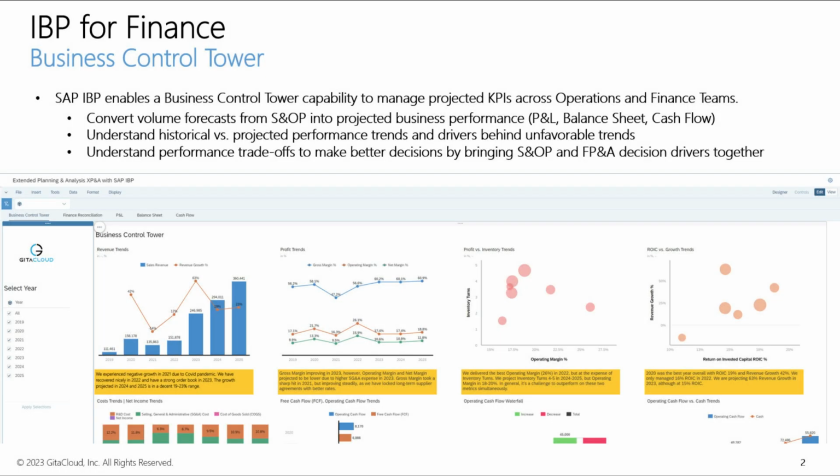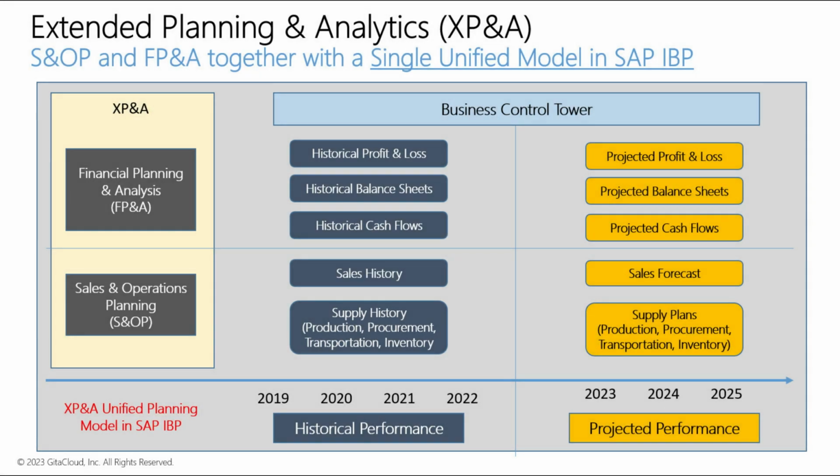SAP IBP enables a business control tower capability to manage business performance across operations and finance teams. This enables S&OP and FP&A processes to be run with a single unified IBP process and enterprise model. You can now not only generate demand forecasts and supply plans in IBP, but also instantly see the projected business performance across P&L, balance sheet, and cash flow statements.